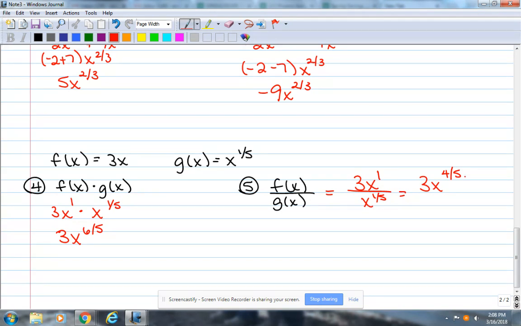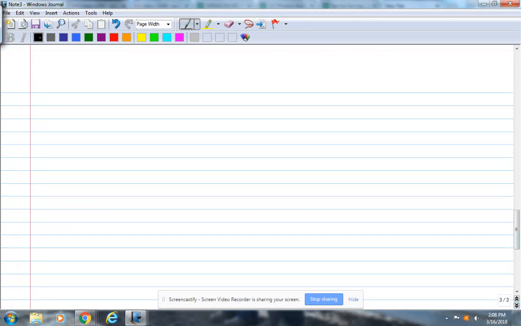All right, so next thing we're going to talk about is function composition. Composition of functions. So what you have when you're doing a function composition is you're taking one function and composing another function along with it.